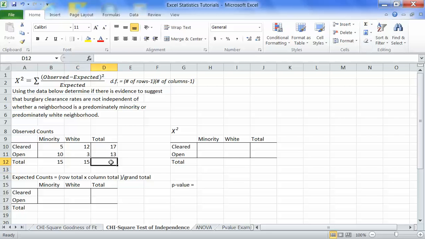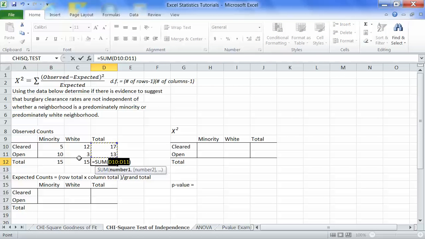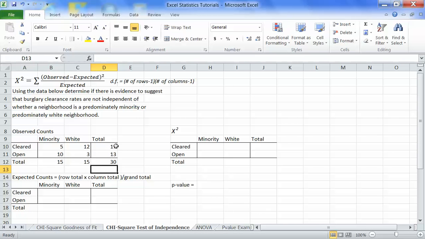And then also I want to find out my grand total. So I'm going to go ahead and find my grand total. That would be this coming down or across. It should come out the same. And sure enough, 17 plus 13 is 30. 15 plus 15 is 30. So this is my grand total.